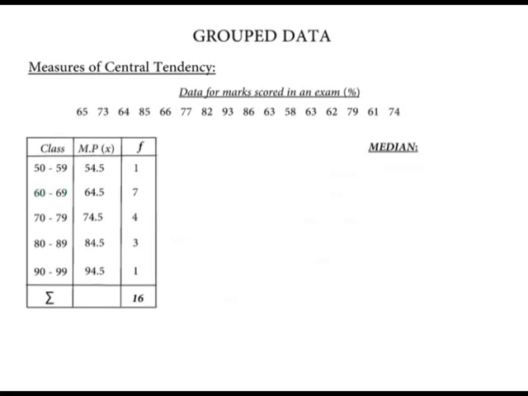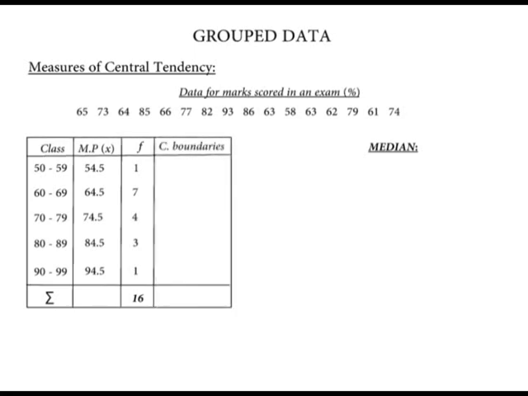Next is the median. Now, when working out the median of grouped data, yet another column is introduced: class boundaries. To obtain the class boundaries, we subtract 0.5 from the lower class limit and add 0.5 to the upper class limit. And so for the first class, 50 to 59, 50 minus 0.5 is 49.5, and then 59 plus 0.5 will be 59.5.